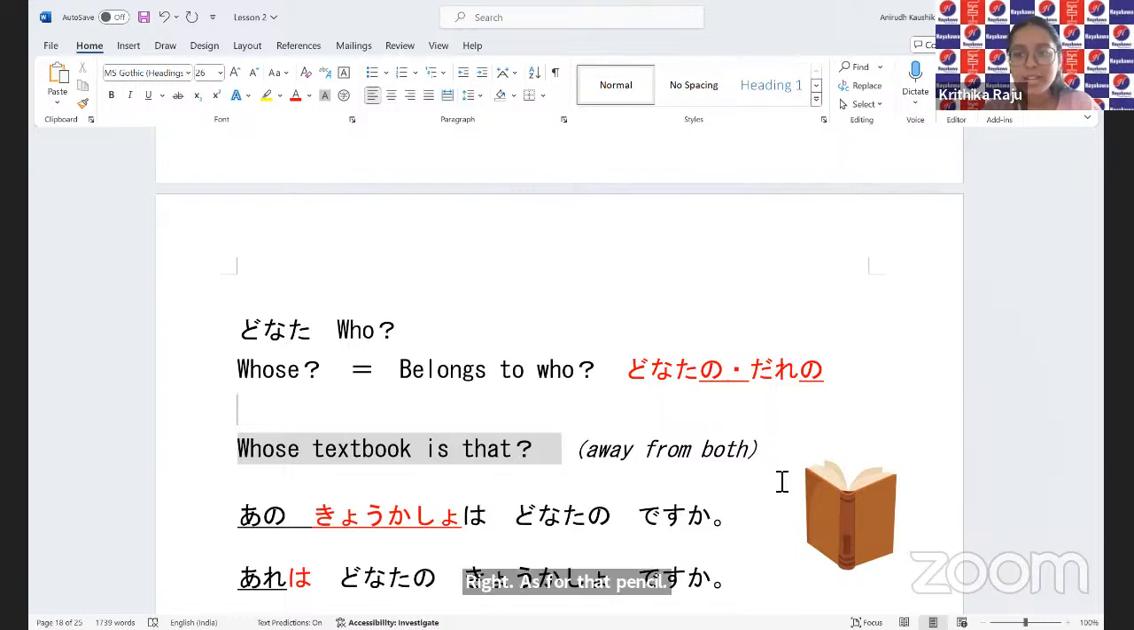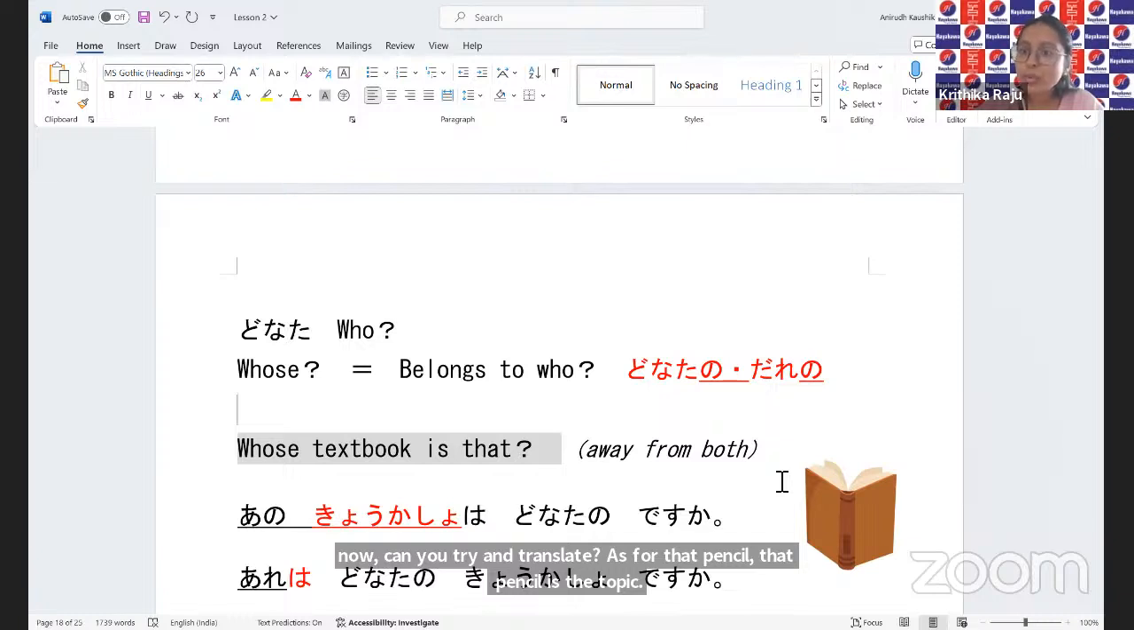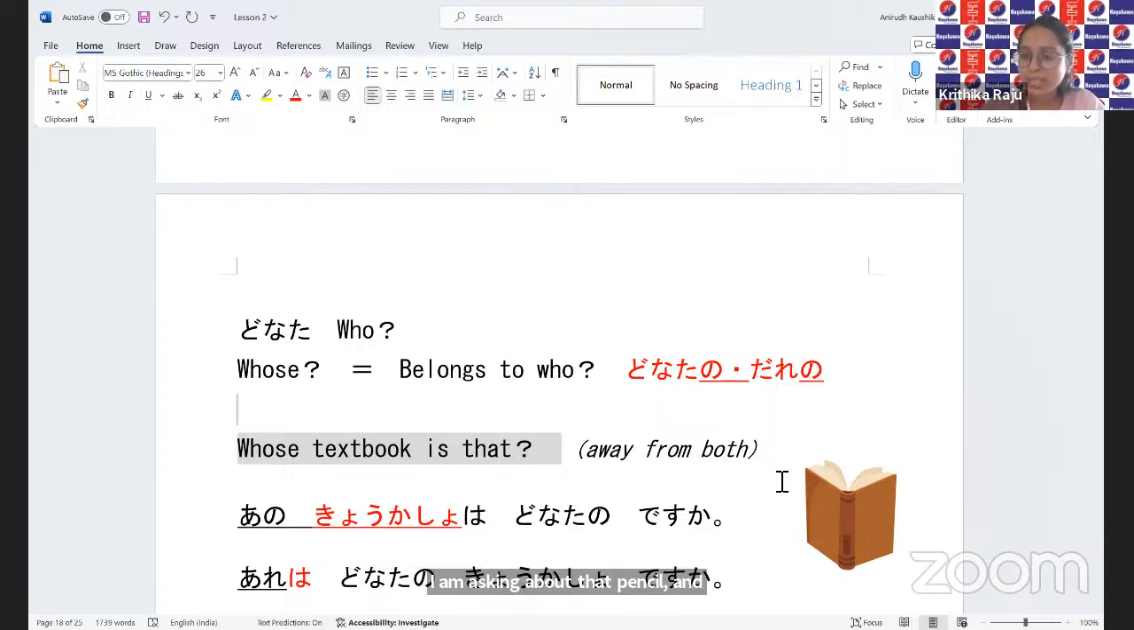So now can you all try and translate? As for that pencil is the topic. I am asking about that pencil and I want to know whose it is, who it belongs to. Right? So the topic is that pencil. So now how will you translate that sentence? Think about it mentally. I also want you to start thinking on your own without any visual help.